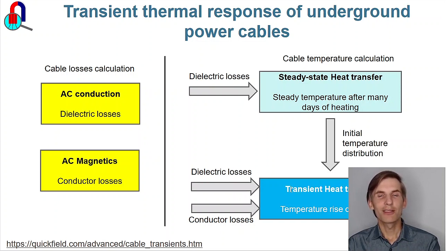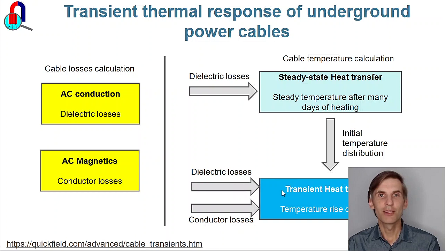Let me outline the simulation workflow. The transient thermal problem takes three input parameters: dielectric losses, initial temperature distribution, and the magnetic losses. To be able to pass this data automatically into the transient problem, I need to make sure that all simulation problems are based on the same geometry model file. Then I will be able to run the transient thermal problem.